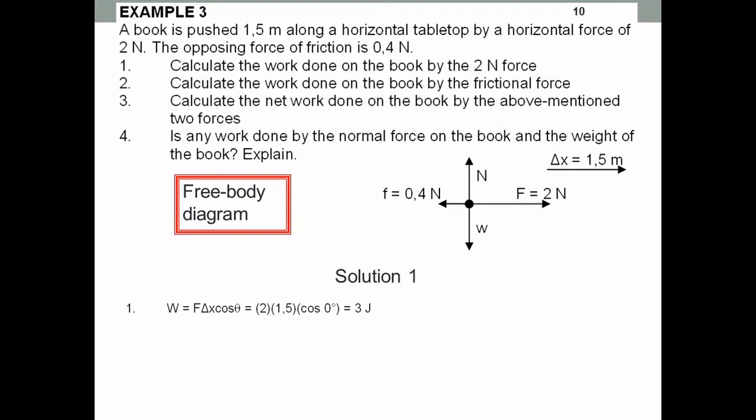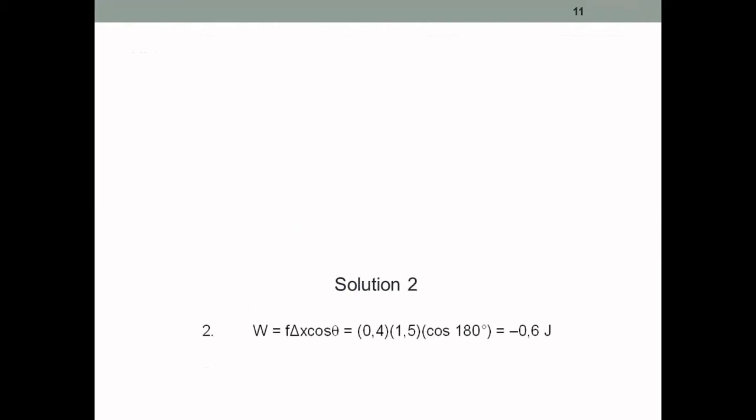Question number 2, we need to calculate the work done on the book by the frictional force. Let's consider the solutions. The formula is W equal to the frictional force times the displacement traveled by the object, then cos of theta. Frictional force is 0.4, the displacement is 1.5, and the angle between the friction and displacement is 180 degrees, because the displacement is forward but the frictional force is in the opposite direction. Then we get negative 0.6 joules. So the work here is negative because the energy is transferred out of the system.